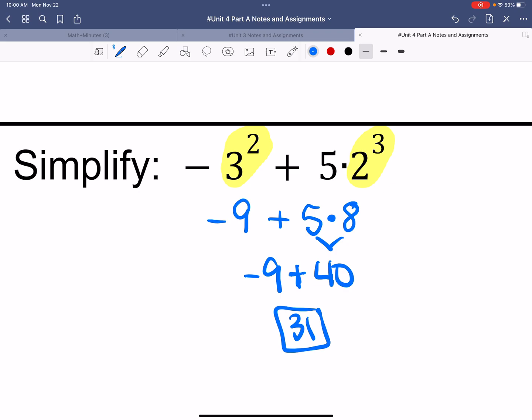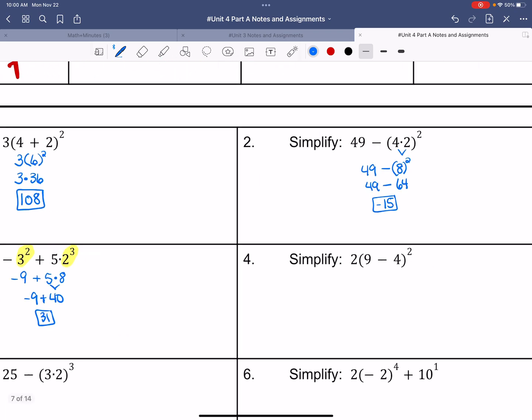Did anyone know that mentally negative 9 plus 40 was positive 31? So our number sense is hopefully enhanced. That's exactly what it is. It's 40 minus 9. Okay, next one.